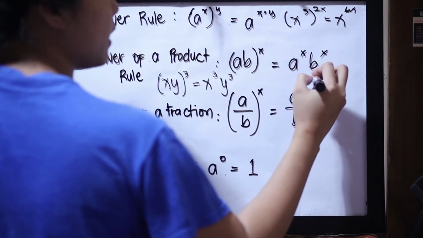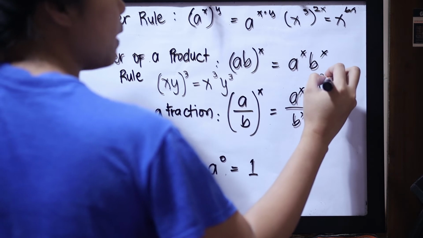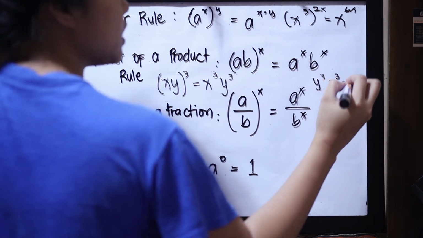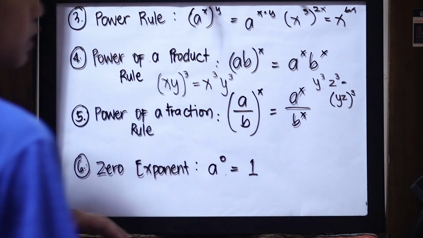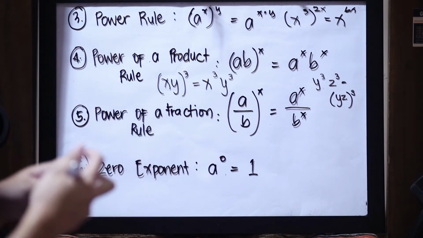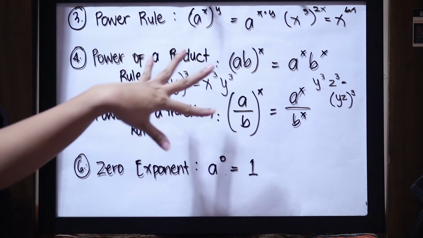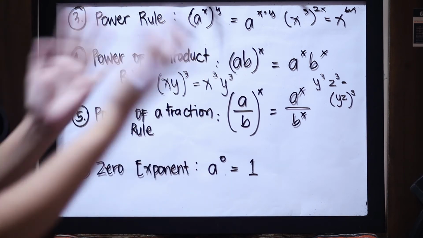Pwede namang halimbawa, ang given nyo ay y cube at saka z cube. Pwede natin siyang isulat as y, z raised to the third power. So, ganun lang. Pagka may equal sign, pwedeng either way.